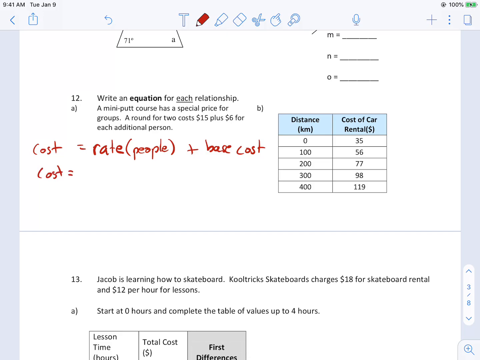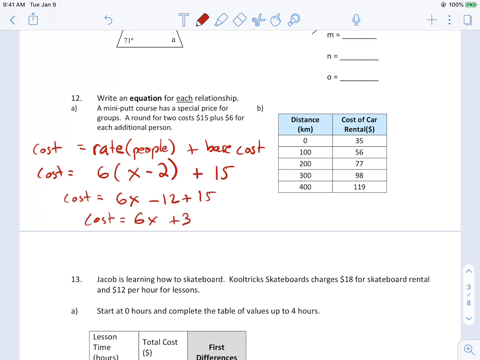So our cost is going to be equal to our rate, which is 6, times the number of people we have. But remember, as long as you have 2 people, you're not going to get charged anything extra. So our cost is actually going to be however many people you bring, so x minus 2, because you get 2 people for free, plus our base cost. It says $15. So when we work it all out, our cost equals 6x when we distribute this in, minus 12 plus 15. Our cost is going to be equal to 6x plus 3.